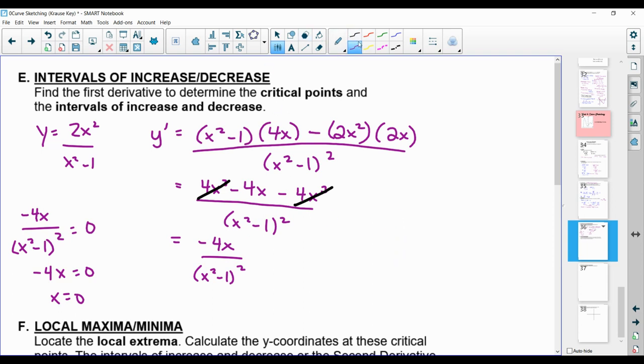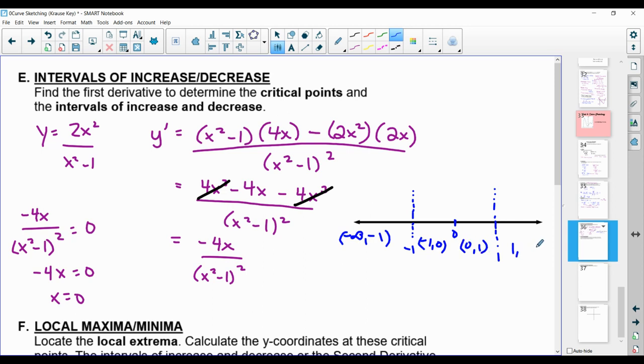So we can set this up as a number line, or we can set this up as an interval chart. I'm going to use a number line here, and we'll mark all of our key points. So we have an asymptote at negative 1. We have an asymptote at positive 1. And we also have a critical point here at 0. So our intervals are negative infinity to negative 1, negative 1 to 0, 0 to 1, and 1 to infinity.